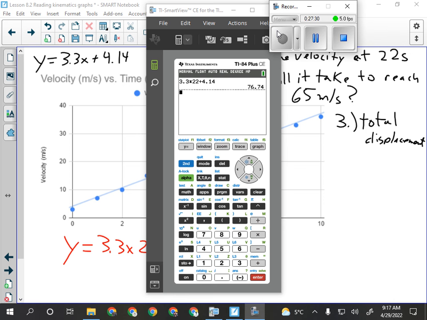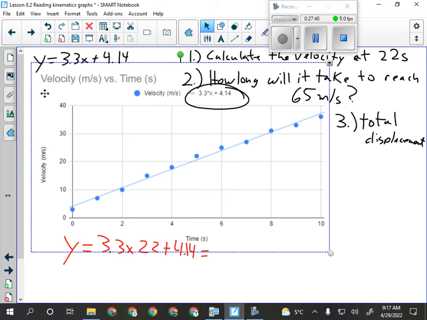Okay, so that's what we're looking at, 76.74. So we've got our 3.3 is the slope times 22 seconds plus the y-intercept, 76.74 meters per second. Okay, everybody all right with that?